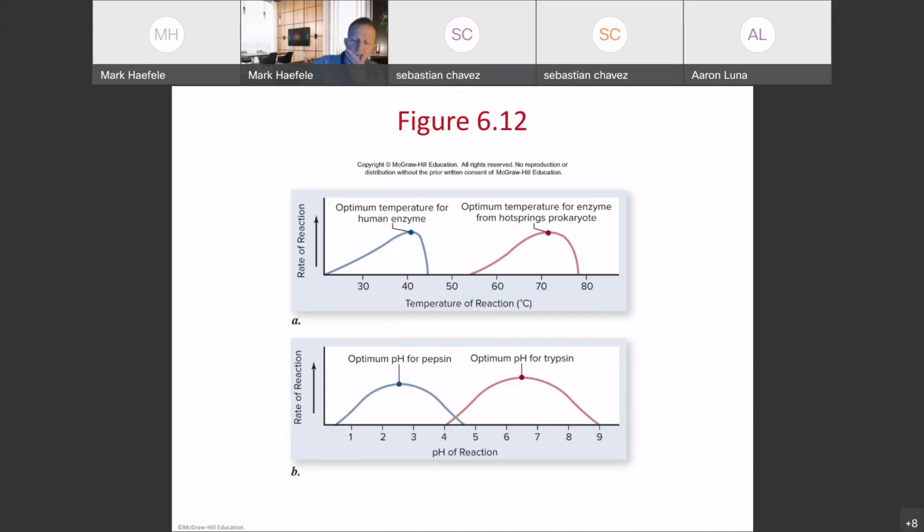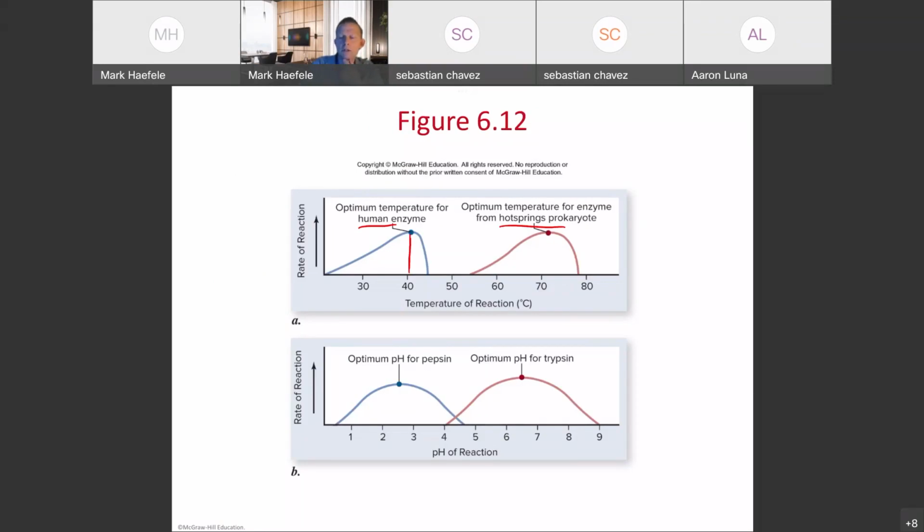So in the top graph, basically what we have is two enzymes from two different organisms. One is from us, that's humans, and the other one's from like a geyser, right? So these are hot springs prokaryotes, really, really hot. They're close to boiling temperature. That's what they live in. But notice where the optimum for their enzymes are. So for us, our optimum is right around almost 40 degrees, right?